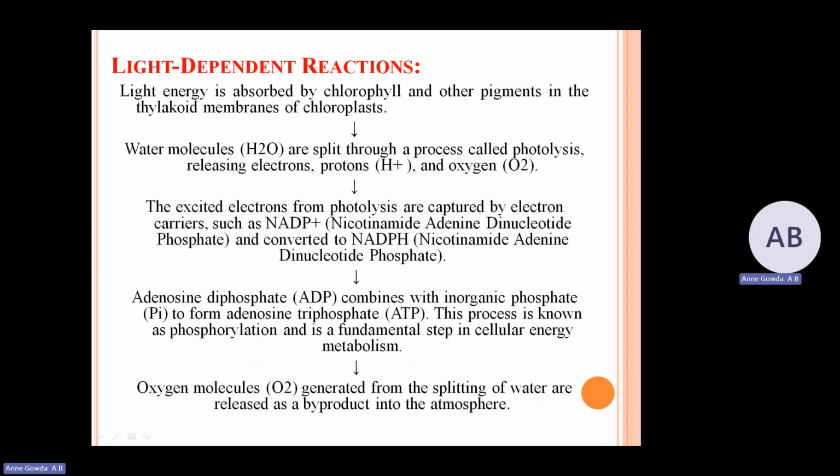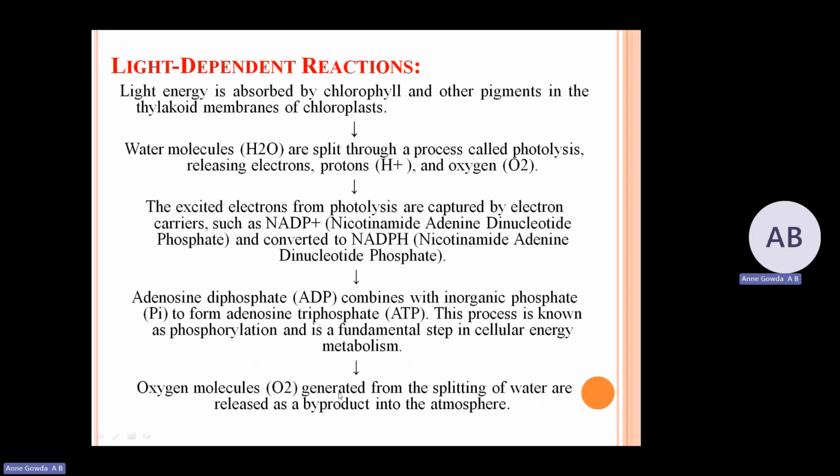Okay, and the excited electrons from the process of photolysis will be captured by electron carriers such as nicotinamide adenine dinucleotide phosphate, and they are converted into NADPH. And the adenosine diphosphate, ADP, makes use of the inorganic phosphate and converts it into adenosine triphosphate, ATP.